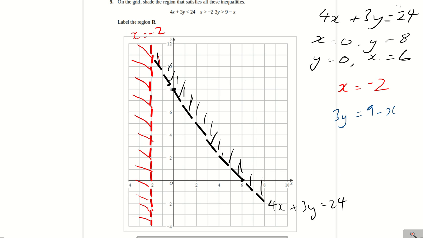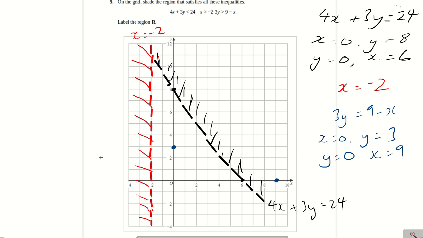It's going to be a straight line because there are no squares or anything, it's just x's and y's. And you can see when x is 0, y is going to be 3. So the point 0, 3 is there, that's going to be on the line. And when y equals 0, x is equal to 9. So when y is 0, x is equal to 9, which means that point there is going to be on the line.